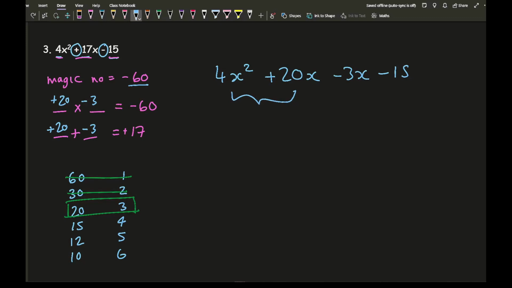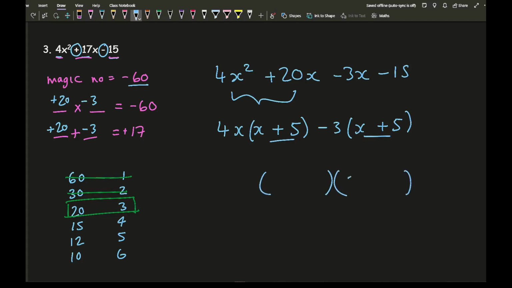So here factorising the pairs, what goes into both 4x squared and 20x, well that's going to be 4x, and then I've got (x plus 5), and then what goes nicely with 3x and 15, well it's going to be minus 3, and I've got (x plus 5). And again my brackets are the same, so it's a good sign I'm on the right track. So then setting up my brackets, I've got (x plus 5), and then in the other bracket I'm going to have 4x, and I'm going to end up with minus 3.